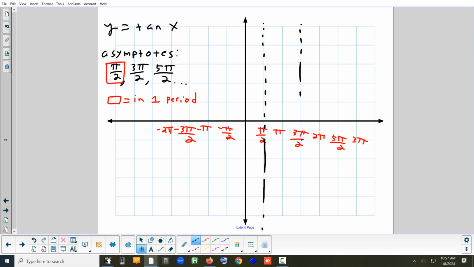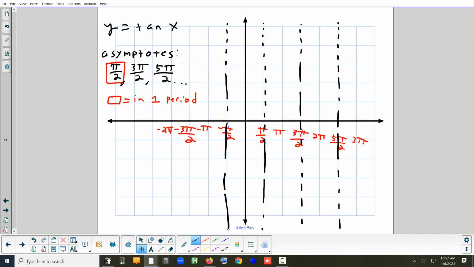Pi over 2, 3 pi over 2. Where do you think the next one would be? 5 pi over 2. 5 pi over 2, yeah. The asymptotes reoccur every 180 degrees. Yep. In the -2, right? Yeah, and they go -2, yeah.